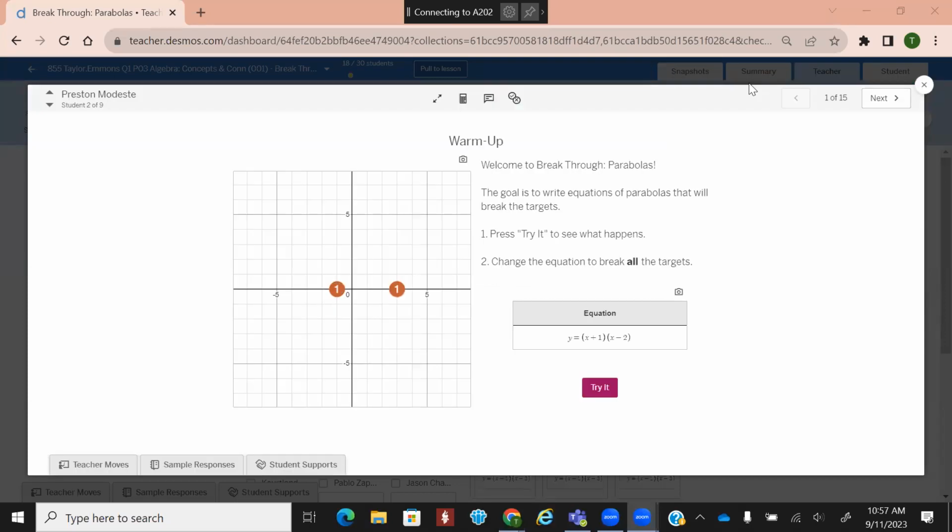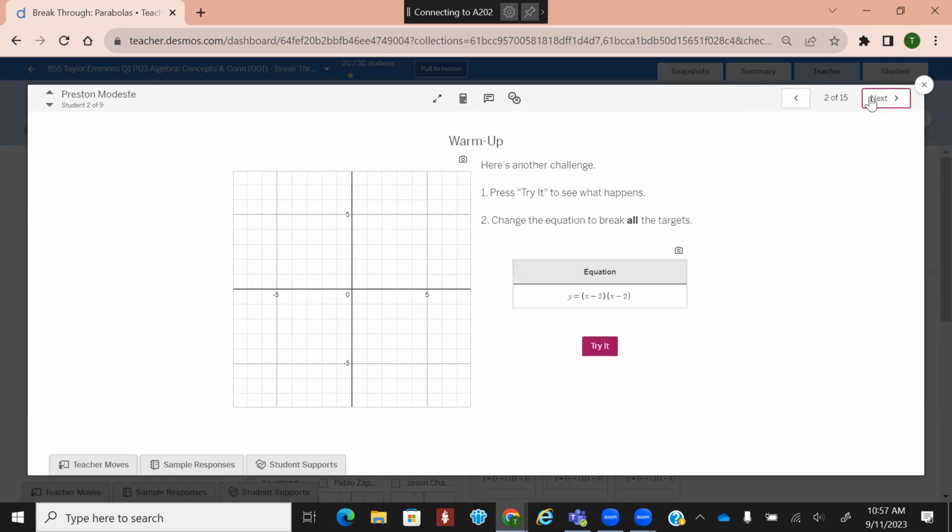Okay, so the goal is to write an equation of the parabolas that'll break through the target. Looking at this one, did this person accomplish it? Mm-mm. So how would we change this in order for it to hit that? Change the 2 to 3, and then let's try it. So did I make it through? Yeah.